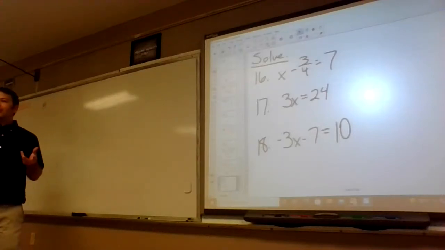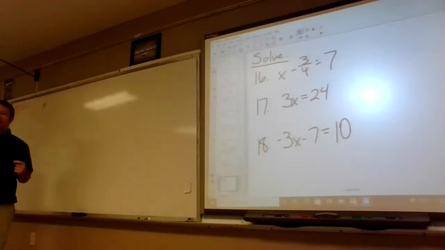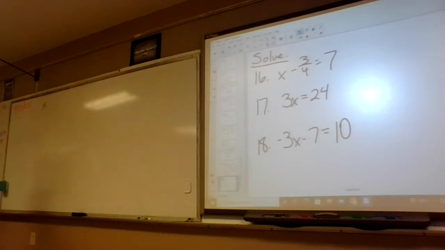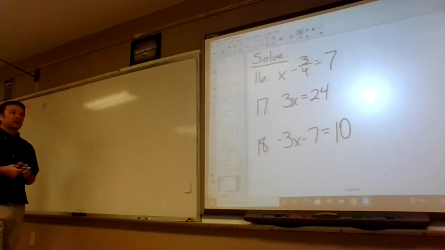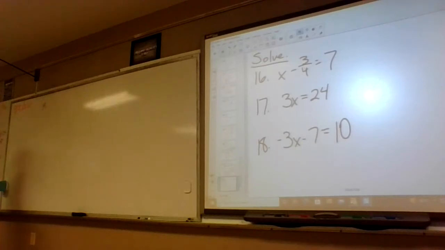Don't let the fractions freak you out. You do the exact same thing as if it weren't a fraction. Don't panic when you see a fraction. If it said x minus 3, you would have added 3. So if you see x minus 3/4, just add 3/4. Now, at the end of the chapter, we did harder fraction problems that were messier, and you had to do a little more work than that, but we'll talk about that later.